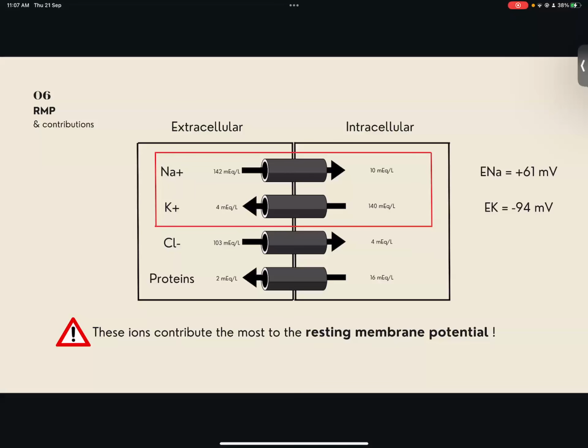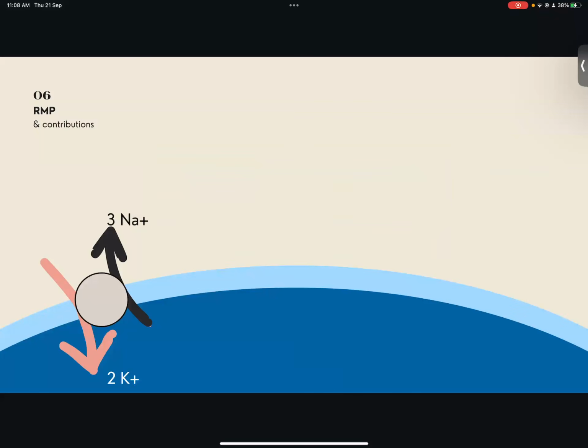So you don't need to remember the specific number. You just have to remember that the equilibrium potential for sodium is more positive, and potassium is very negative. These ions contribute the most to the resting membrane potential. So let's get into the resting membrane potential, what causes it.